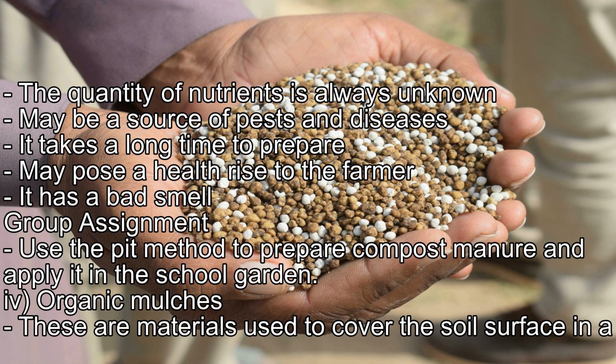Group assignment. Use the pit method to prepare compost manure and apply it in the school garden. 4. Organic mulches. These are materials used to cover the soil surface in a garden.